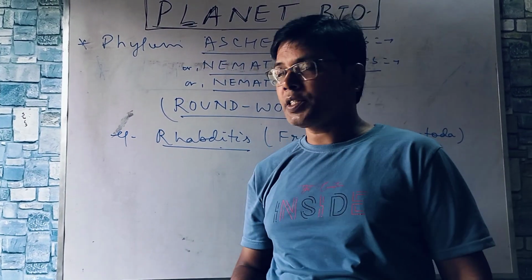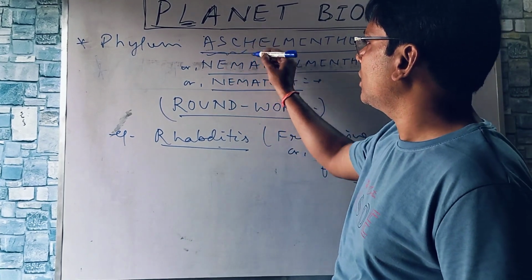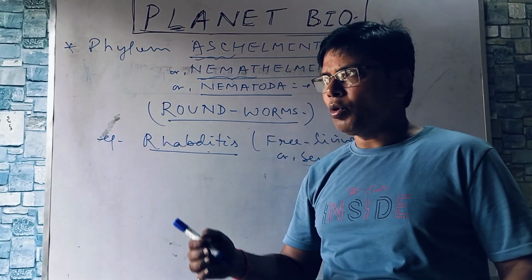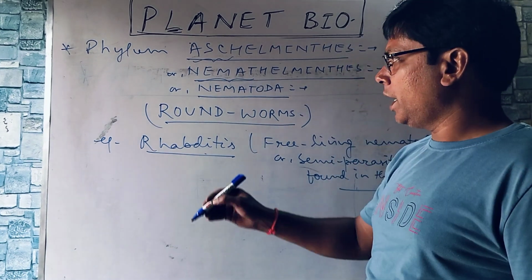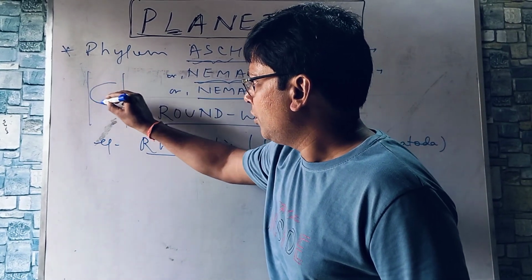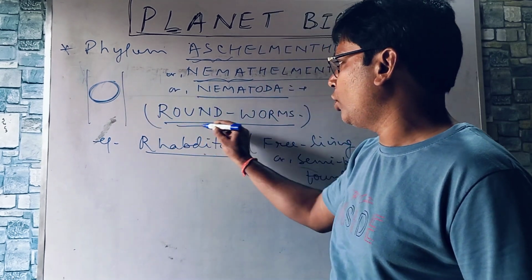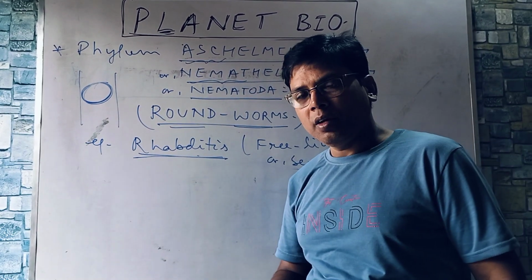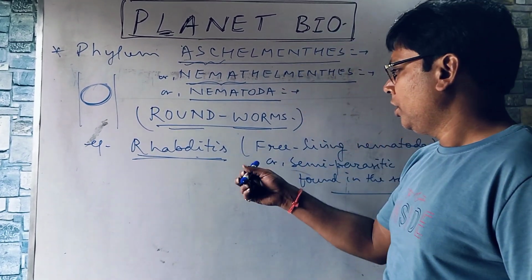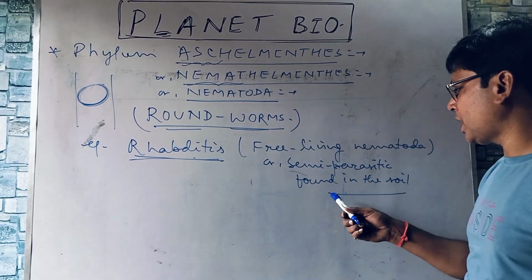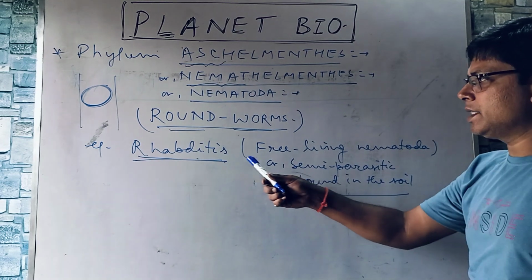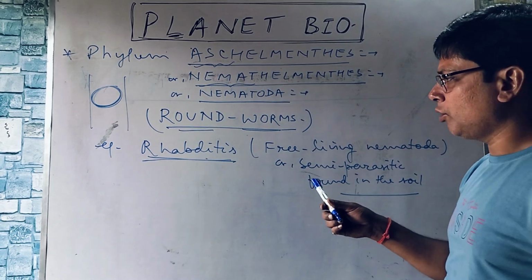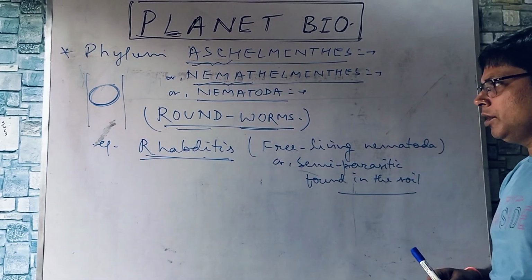Now the next phylum you can see, phylum Aschelminthes or Nemathelminthes or Nematoda, meaning roundworms. The body is rounded, cylindrical, and as we see the cross section, we find it is circular. So roundworms. And the most important example, because it is quite different from others, the only free living or semi-parasitic form found in the soil is Rhabditis. That is the free living or semi-parasitic nematode form found in the soil.